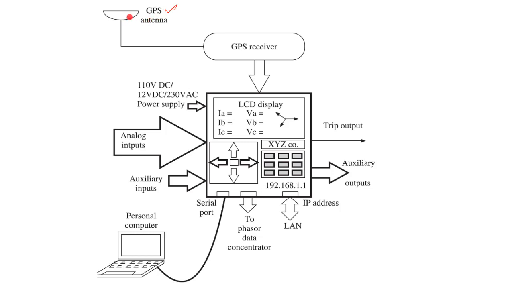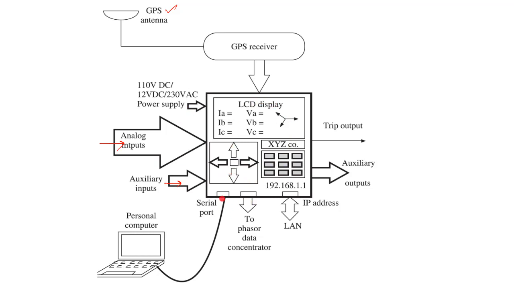This takes the GPS signal, and GPS signal plays a very important role in synchronization. We will not go into much detail of these PMUs, right? These PMUs are embedded with numerical relays nowadays. So the GPS receiver sends the GPS signal here. Then here we give the analog input from the field, and we have all the components, right? And some auxiliary input in order to activate the numerical relay.